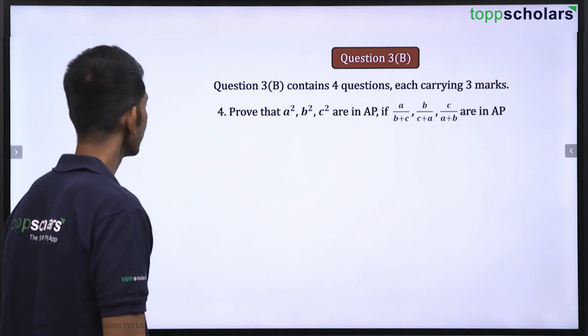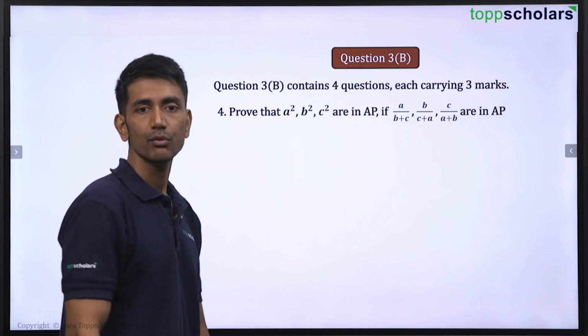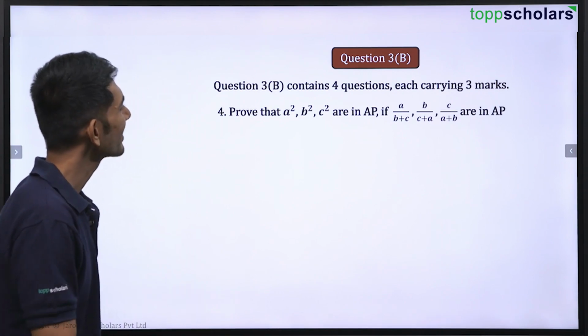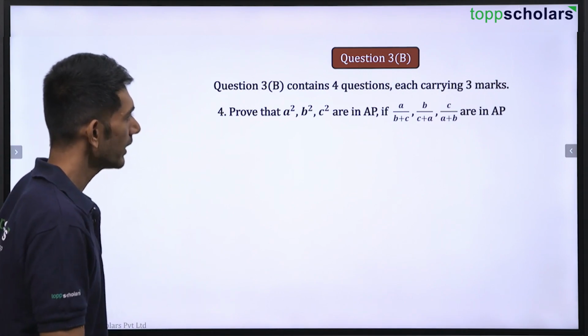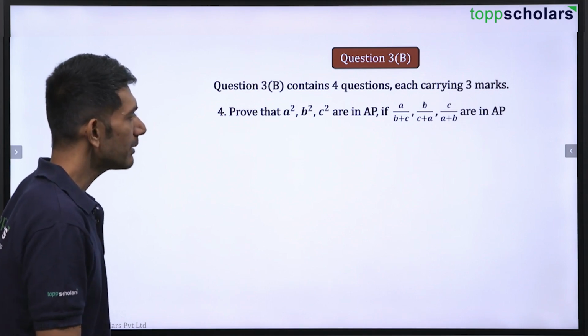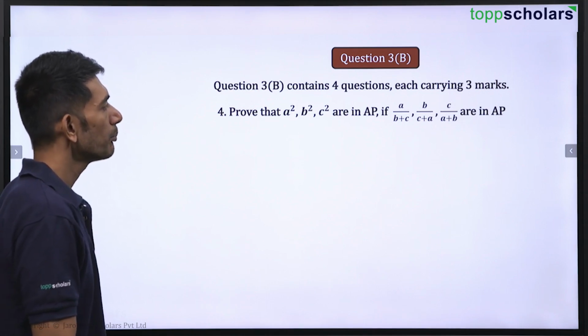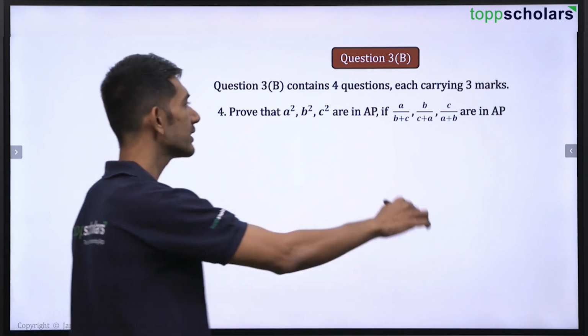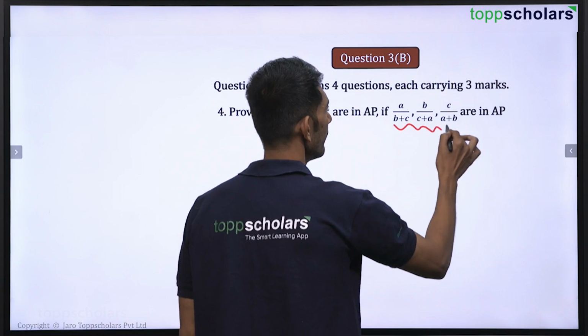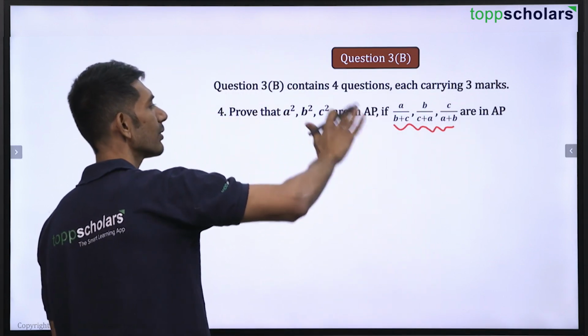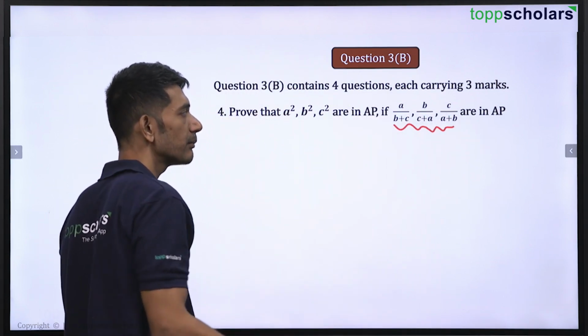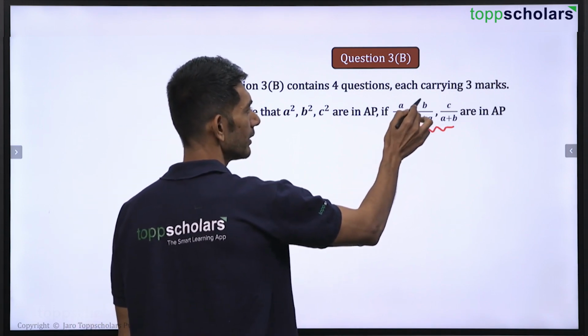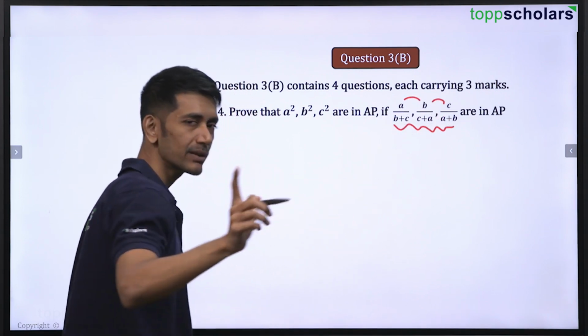Interesting question. It says, prove that a², b², c² are in AP if a/(b+c), b/(c+a) and c/(a+b) are in AP. So these are already in AP. We are supposed to prove that a², b², c² are in AP. Always remember, whenever the numbers are in AP, that means the difference between the consecutive terms is the same.